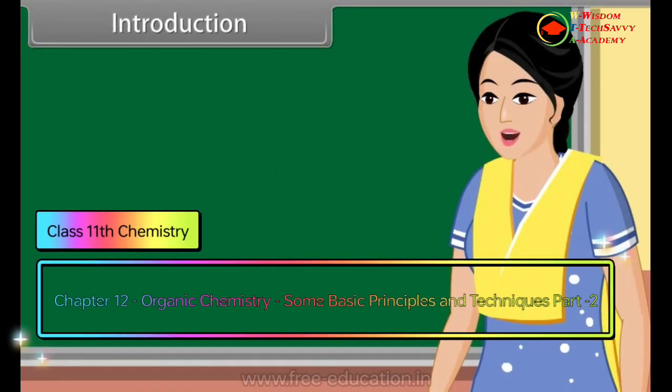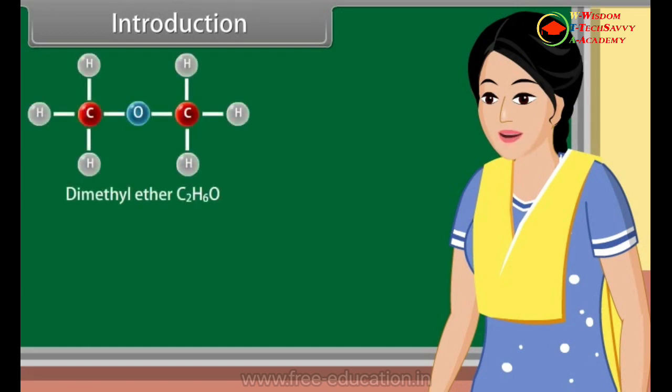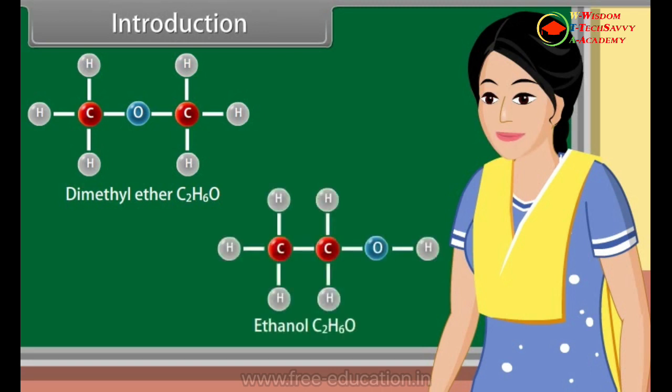Today we learn isomers and concepts used in organic reaction mechanism. Anybody knows about isomers? Anyone? No? Okay, I will tell you. The organic compounds which have same molecular formula but different configurations are called isomers. The examples of isomers are dimethyl ether and ethanol. They have same molecular formula but different configuration.